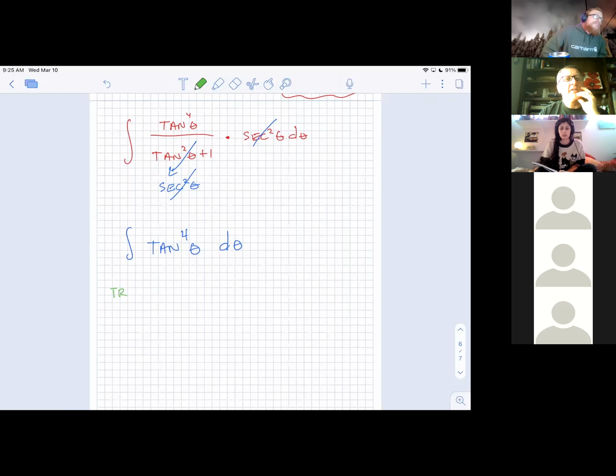The integral of tangent is like natural log. That just seems like a terrible idea. Tangent squared, let's see. Tangent squared plus 1 is secant squared. So that means tangent squared is secant squared minus 1.